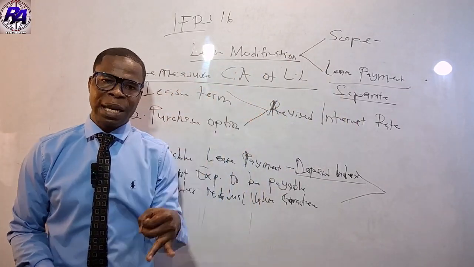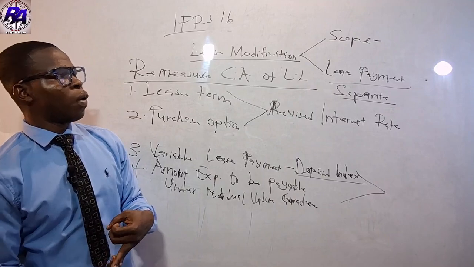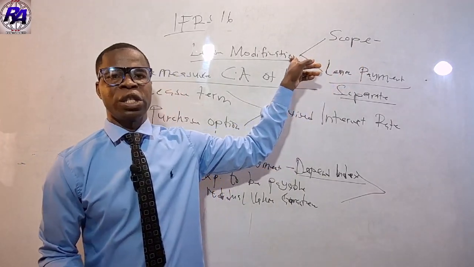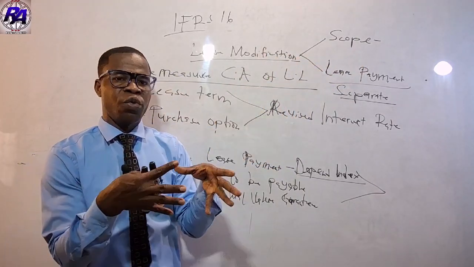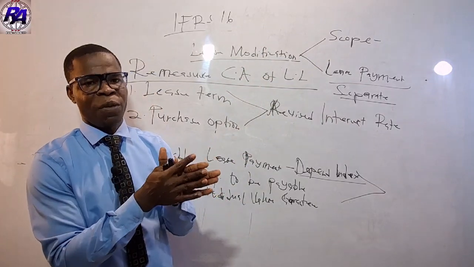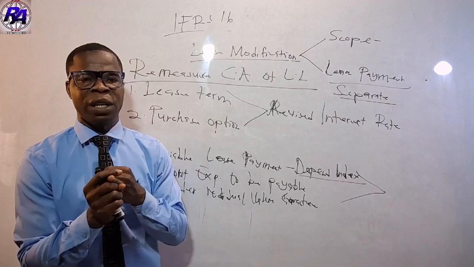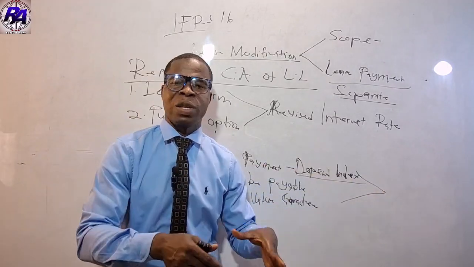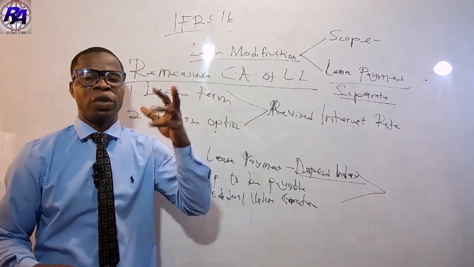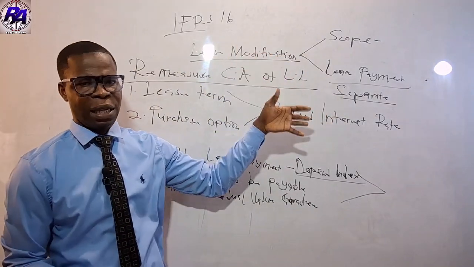But there's a practical expedient: even though there is a lease modification, we will continue to treat that particular lease as part of the original lease. So there can be a lease modification and we will not treat it as a separate lease. We just treat it as an adjustment to the previous lease. That is a practical expedient.